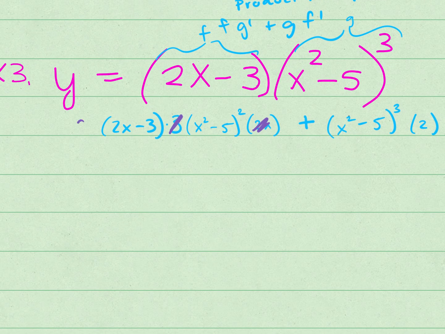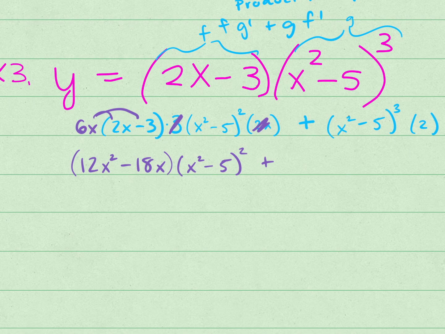I'm just going to rewrite it here. And then we would distribute this to our parentheses that doesn't have the exponent. So 6x times 2x would be 12x squared minus 18x times x squared minus 5 squared plus 2 times x squared minus 5 cubed.